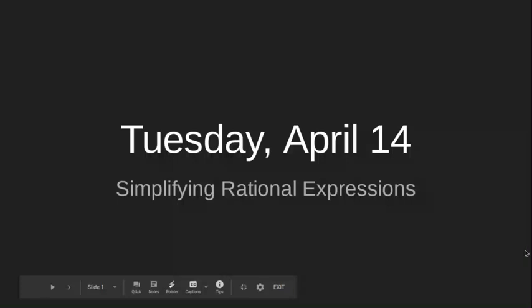Hi, everybody. This week we're going to work with simplifying, multiplying, dividing, adding, and subtracting rational expressions. So, what's a rational expression?